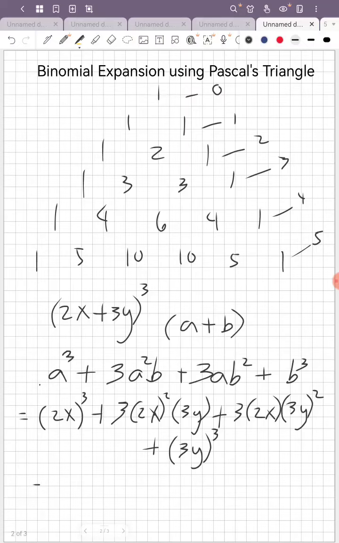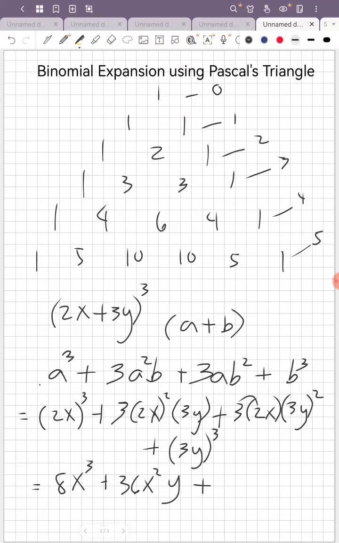So the answer should be: 2 to the power of 3 is 8, x to the power of 3 is x to the power of 3. Then 2 to the power of 2 is 4, 4 times 3 is 12, x to the power of 2 is x squared, so 12x squared times 3y. So 12x squared times 3y is 36x squared y.